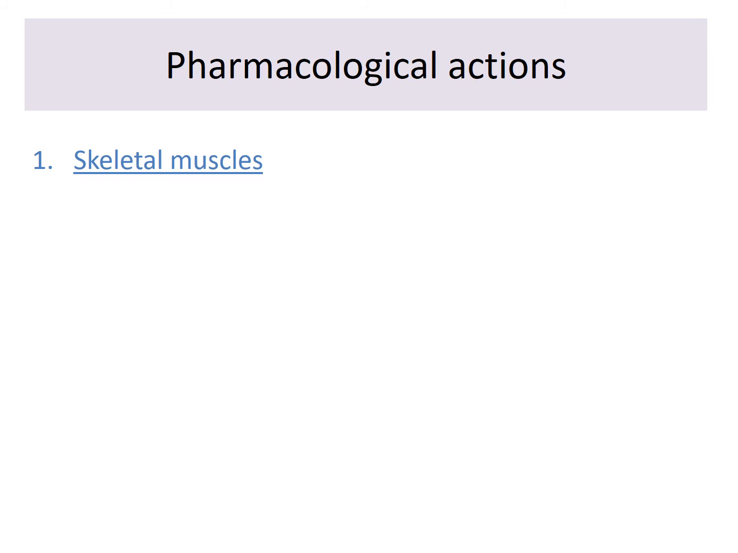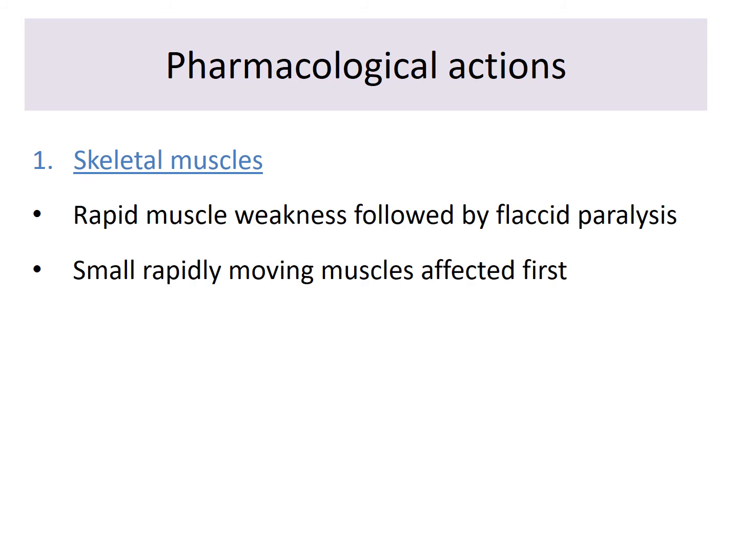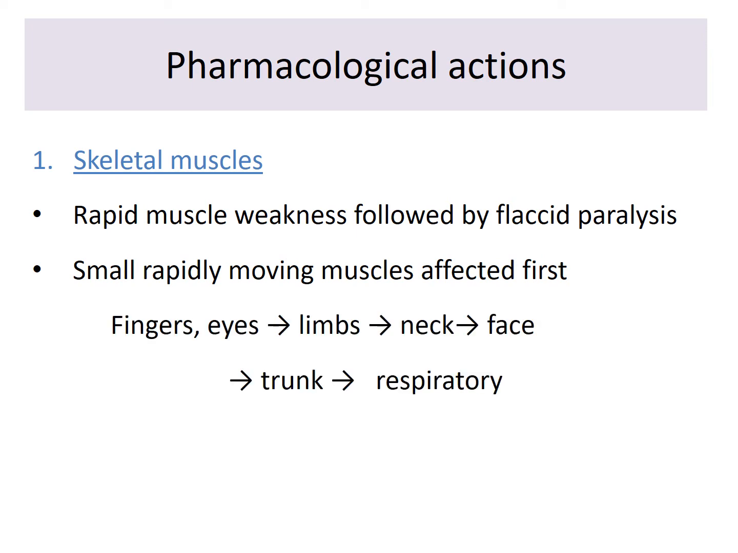Coming to the pharmacological actions of these non-depolarizing agents, they first act on the skeletal muscle. It produces rapid muscle weakness, which is followed by flaccid paralysis. Initially, it acts on the small but rapidly acting muscle fibers, for example the muscle fibers in the fingers and eyes. The next affected group of muscles are limb muscles, then neck, face, trunk, and last the respiratory muscles. During recovery, this sequence takes the reverse order. That means the first recovering muscles are the respiratory muscles. Otherwise, the patient will be in respiratory failure.